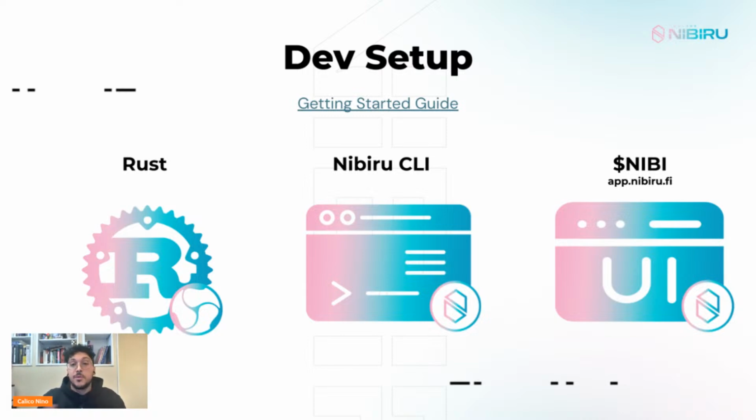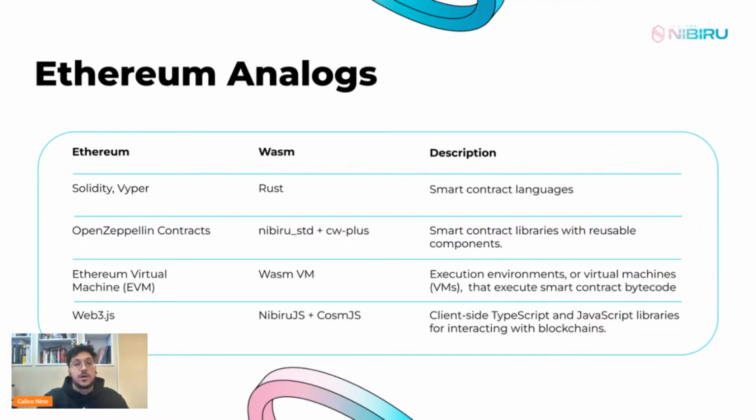Now, most of you are probably coming from Ethereum, so I just wanted to do some translation from what Ethereum used to what is being used in Nibiru chain. Solidity is translated into Rust, meaning that instead of using Solidity, you'll be using Rust here. Instead of using OpenZeppelin, you'll use the Nibiru standard library or CosmWasm Plus. Instead of an EVM, you would use a WASM VM. And instead of a client-side TypeScript or JavaScript Web3, you would be using Nibiru.js or CosmJS.